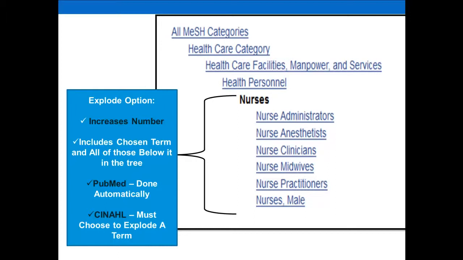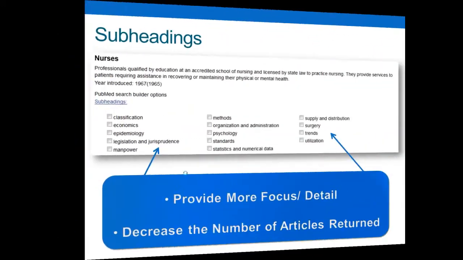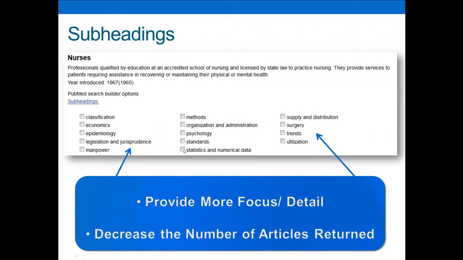In order to explode in CINAHL, you must go into the CINAHL heading entry and tell it, I want to explode this term. If you don't, it will just search for the given CINAHL heading that you have chosen. Now let's say that you have too many articles. One of the things that you might want to use are the subheadings.